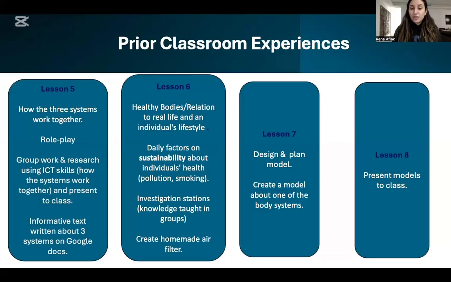Lesson 7 focuses on design and planning a model. So the model was created about one of the body systems, as shown in one of our models, which was the respiratory system. However, other systems can be chosen for Lesson 7. Lesson 8 presents the model, so the model is presented to the class.